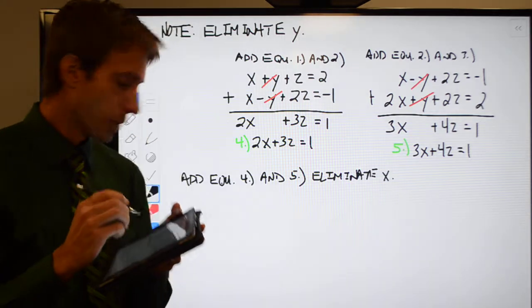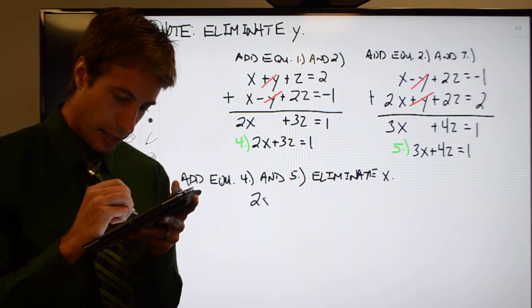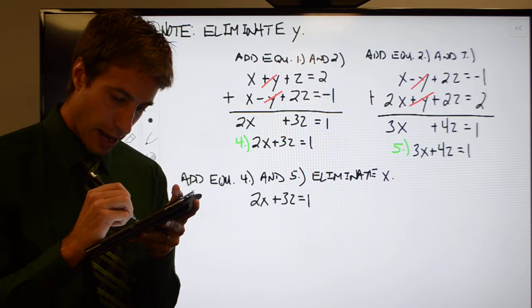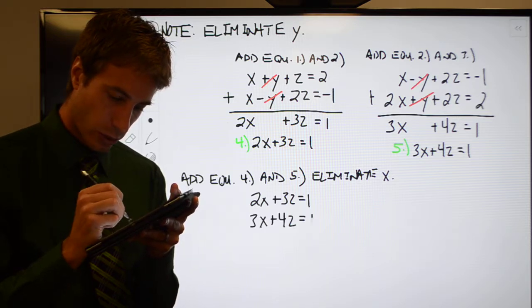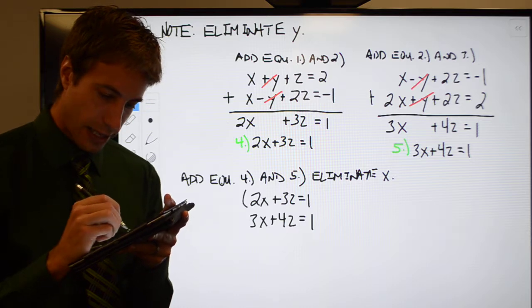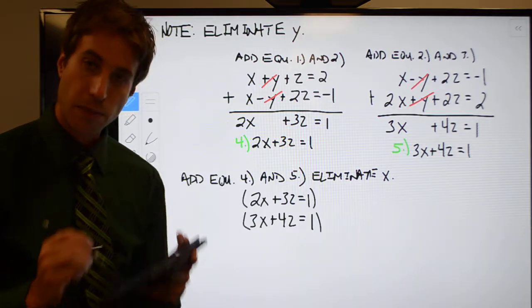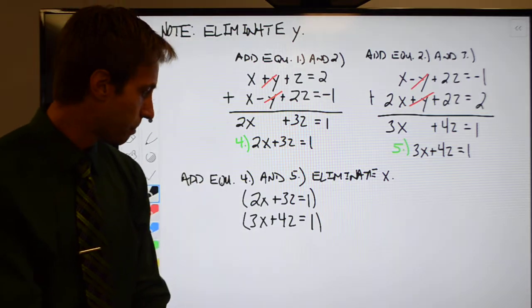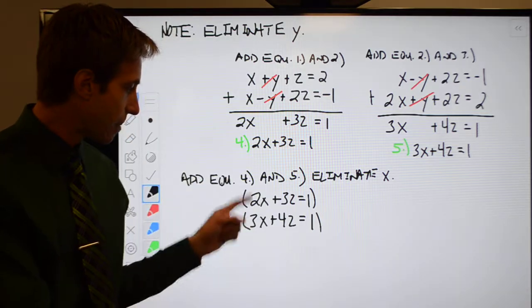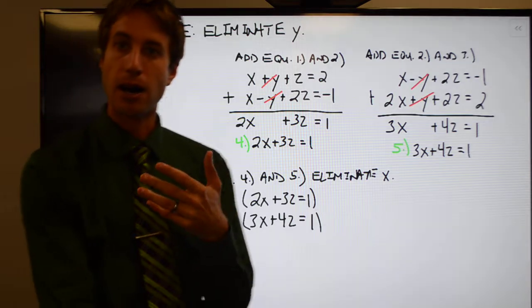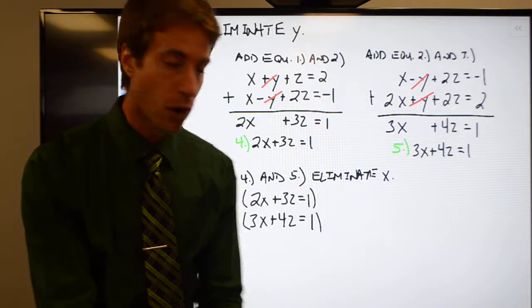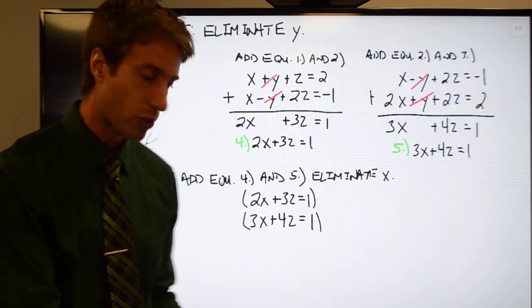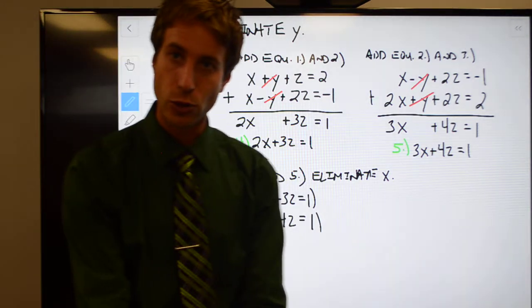All right, well, here we go. I have 2x plus 3z is equal to 1, and I have 3x plus 4z is equal to 1. Now, I'm going to need to multiply these by something. And let's go ahead and see if we can think ahead, right? Remember, I know already my LCM is 6, so I'm going to need to multiply the first equation by 3. And I'm going to need to multiply the second equation by 2.